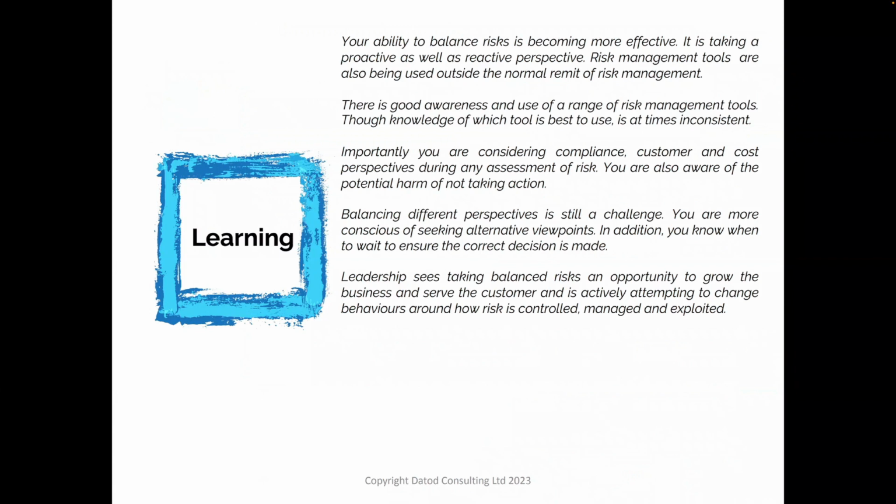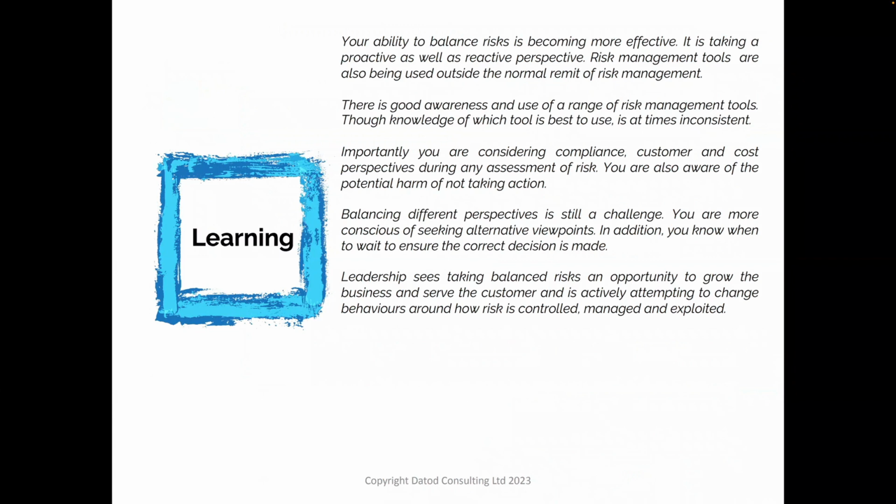You're also beginning to be aware of the potential of not making a decision. There's also a risk of not doing something, so that's beginning to become more apparent. You're beginning to get different perspectives in terms of risk management approaches. You're conscious that you need to get alternative viewpoints, and related to that, you're more conscious that sometimes you just need to wait to ensure you make the right decision rather than making the wrong decision very, very quickly.